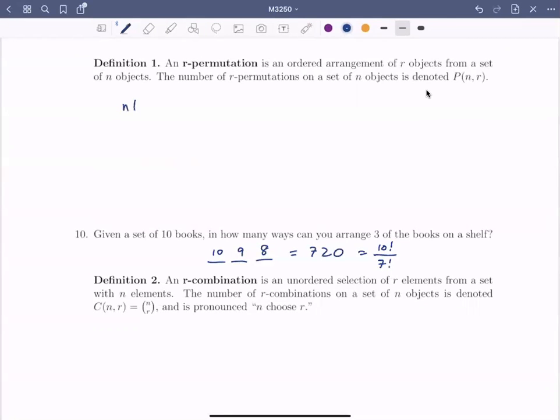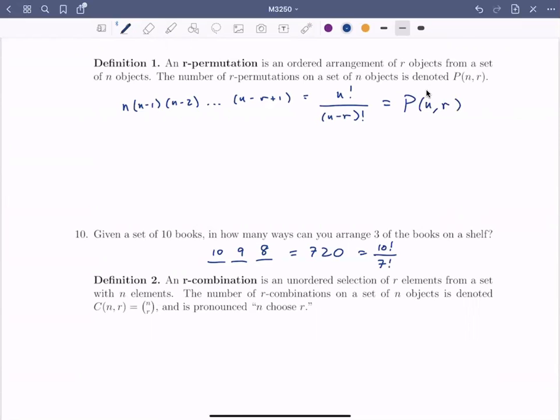You have n choices for the first object, n minus 1 for the second object, n minus 2 for the third object, all the way down to n minus r plus 1 for the rth object. And you can write this, if you like, as n factorial divided by n minus r factorial. Okay, so this is the formula that we're going to use for n permute r.